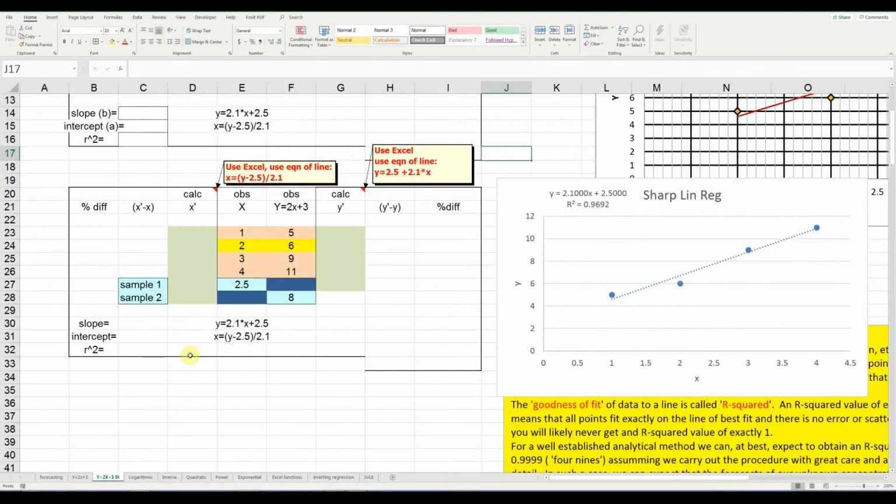Back in our Excel spreadsheet, we've calculated the percent differences based on calculator data, but now I'd like you to repeat that entirely in Excel. Let me show you how it's done. So we'll need to calculate the equation of the line, y equals intercept plus slope times x, and we can substitute values of x in and calculate y prime. We can also rearrange the equation for x and substitute values of y in and calculate x prime.